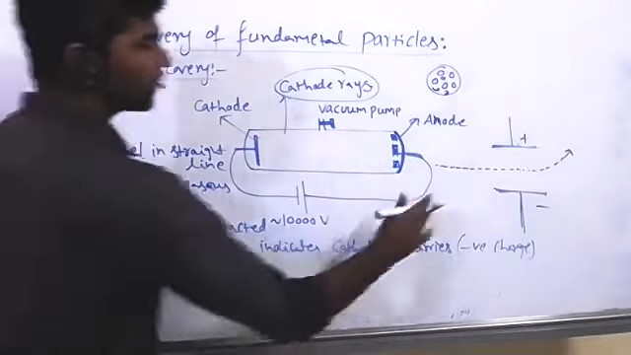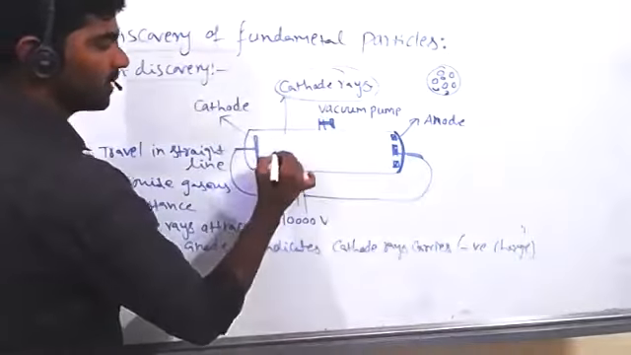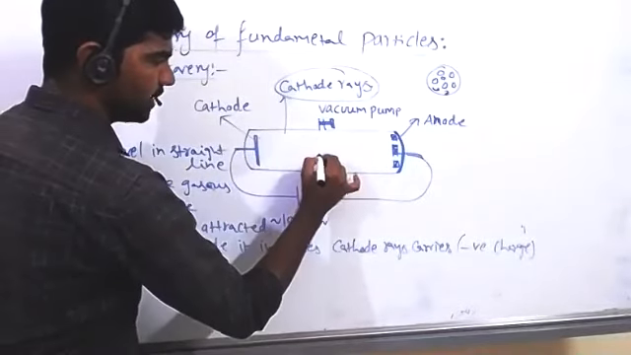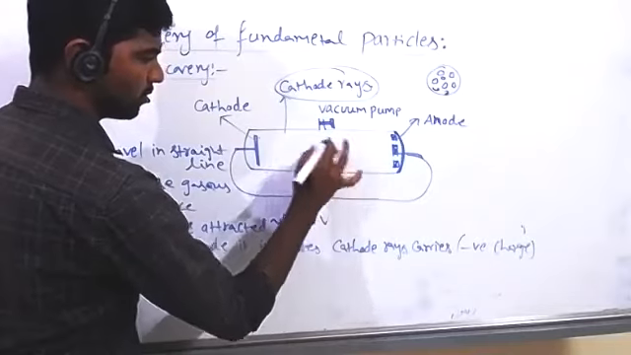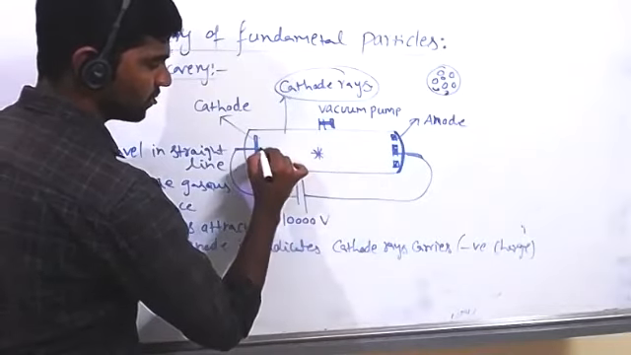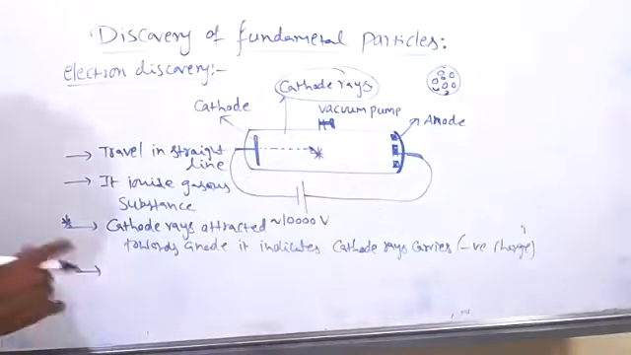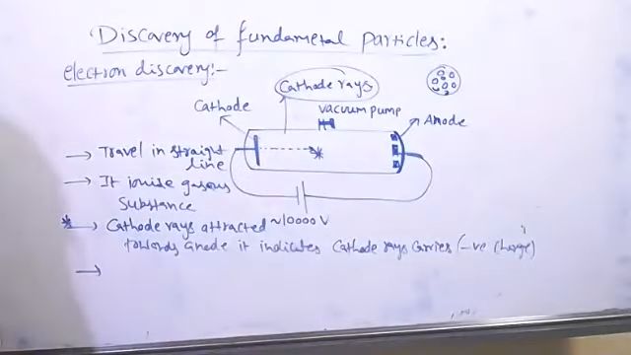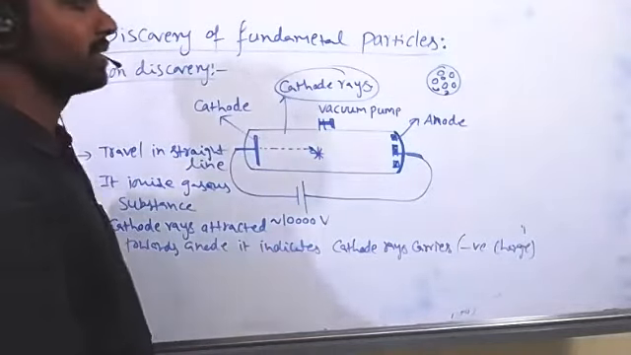Suppose in the path of cathode rays, we place a small wheel with the help of an axle. Here one wheel is placed in the cathode rays. This wheel starts rotation. So it indicates these cathode rays are constructed by some material particles.